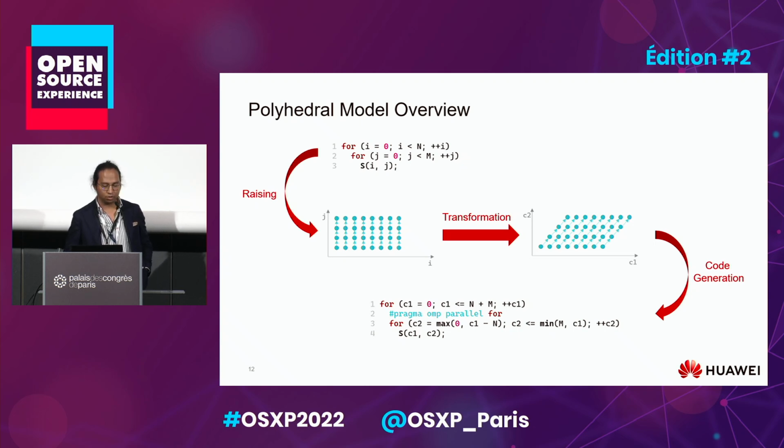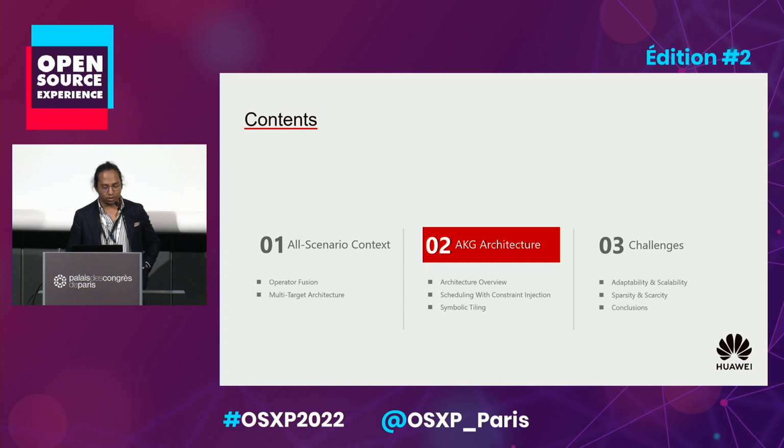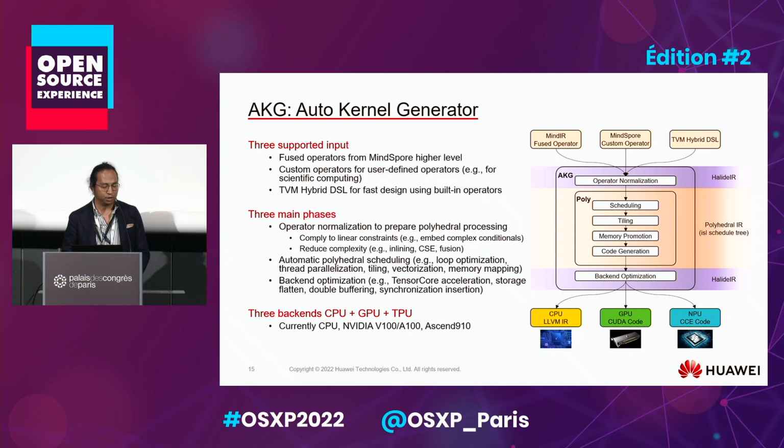Donc ça, ce sont des choses qui sont assez bien connues en compilation. Pour passer très rapidement, il y a énormément de ressources disponibles, aussi bien d'un point de vue développeur que d'un point de vue utilisateur final. Mais le problème, c'est que c'est bien connu quand on a une seule architecture à cibler, mais pas quand on a plusieurs architectures à cibler avec le même programme. Donc pour faire ça, dans MindSpore, on a ce qu'on appelle l'AKG, l'Auto-Kernel Generator, qui utilise ces techniques de compilation polyédrique. Il est capable de prendre en entrée le programme représenté dans les frameworks d'IA.